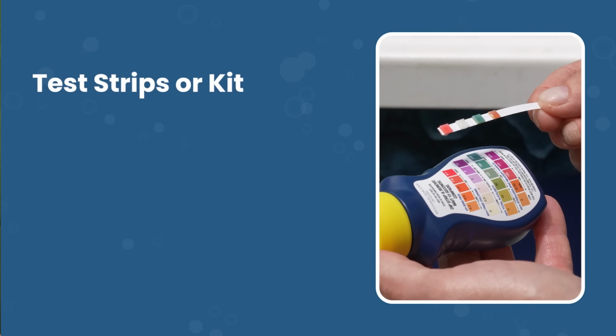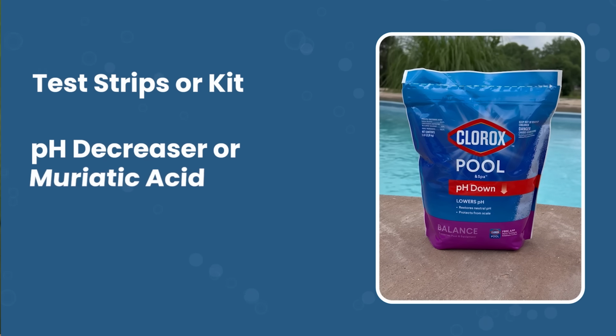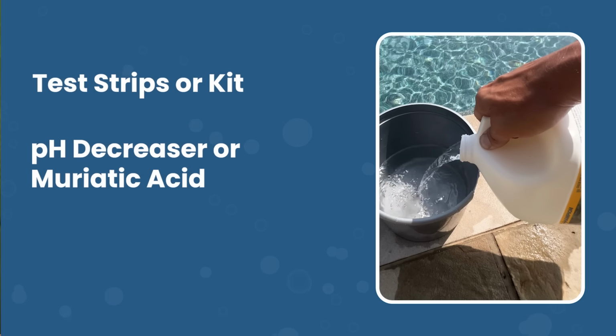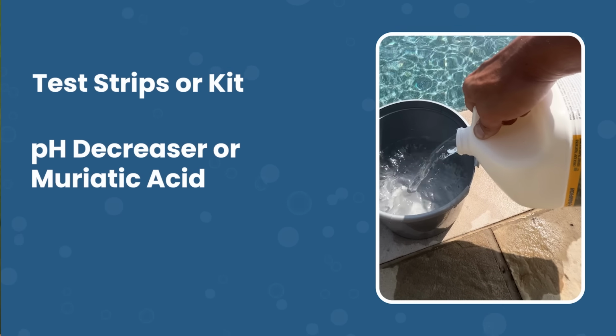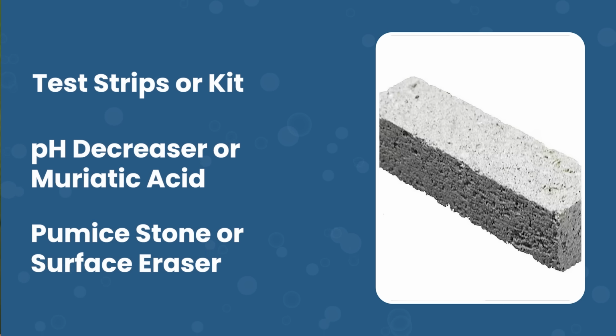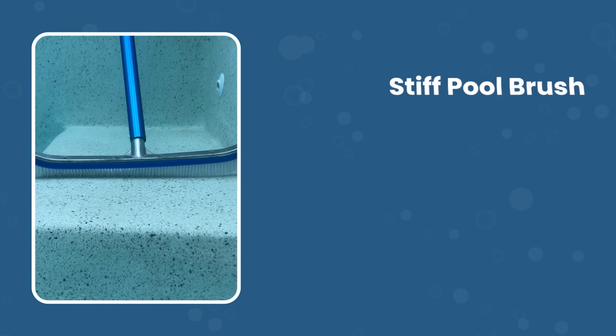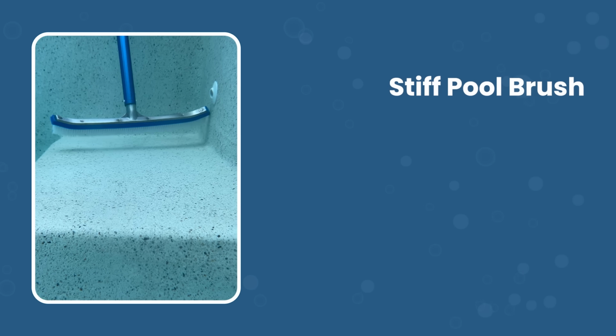The supplies you need are going to depend on how bad the scale looks and which type of pool surface you're dealing with. So you'll need test strips or a test kit to test your chemistry levels, pH decreaser or muriatic acid to lower your pH and your alkalinity into the ideal range, ideally 7.2 to 7.6, a pumice stone for scrubbing scale off concrete and plaster surfaces. If you have a more delicate surface like glazed tile, vinyl, or fiberglass, use a tile and surface eraser instead. A stiff pool brush for brushing down the pool walls.